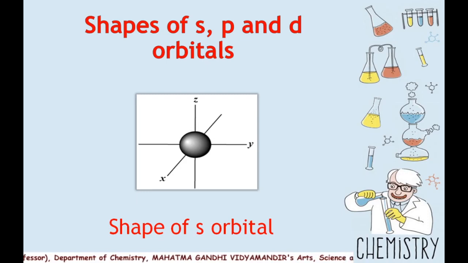S orbital possesses spherical shape. As you can see in this diagram, all the x, y and z, all the three axes are passing through the s orbital. Hence, s orbital is called a non-directional orbital.